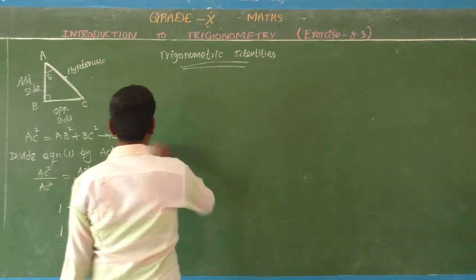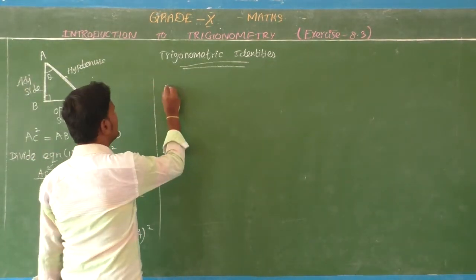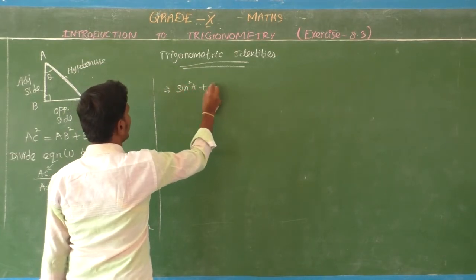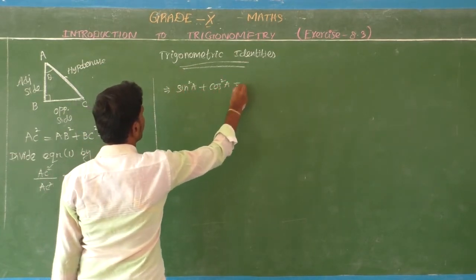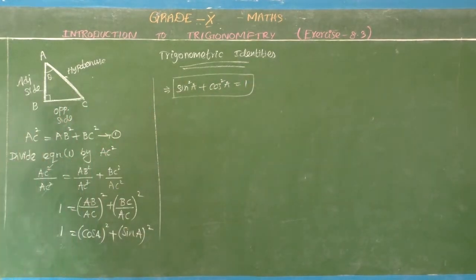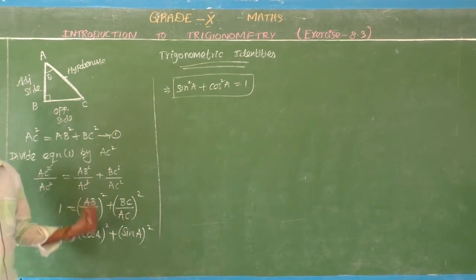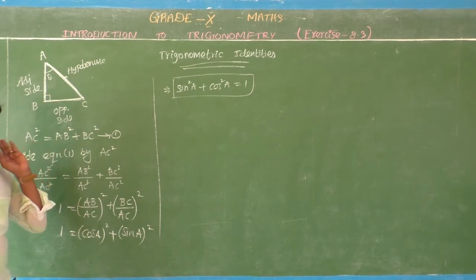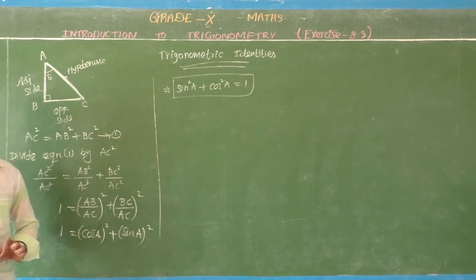So for that I am going to expand like that. Cos square A, or otherwise write first sin square A plus cos square A, which is equal to 1. Sin square A plus cos square A equal to 1. Because cos A the whole square means we consider cos square A only, not cos A square. Cos A the whole square means cos square A, and sin A the whole square means sin square A.